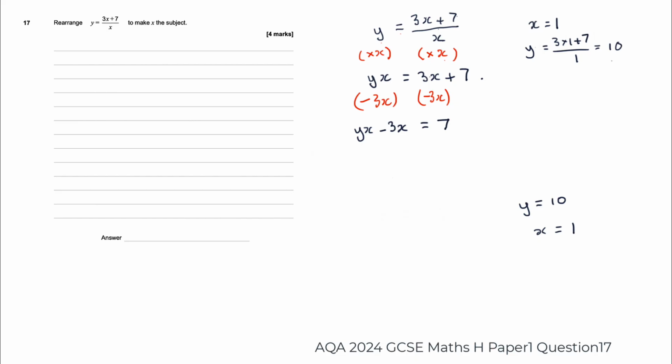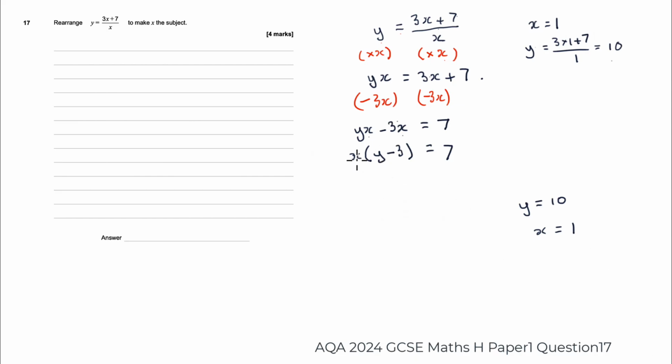Now what's next? Well, if we have a look at this left hand side, we can see that there's a common factor of x in each of these terms. So that can come outside brackets. Now let's multiply this out to see if things are working. X times y, y times x, that's okay. Minus 3x, that's okay.